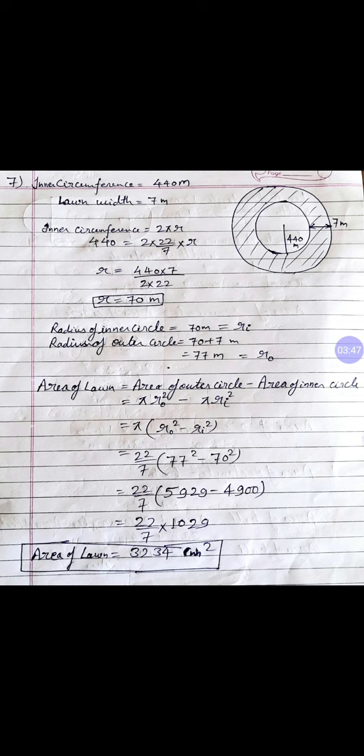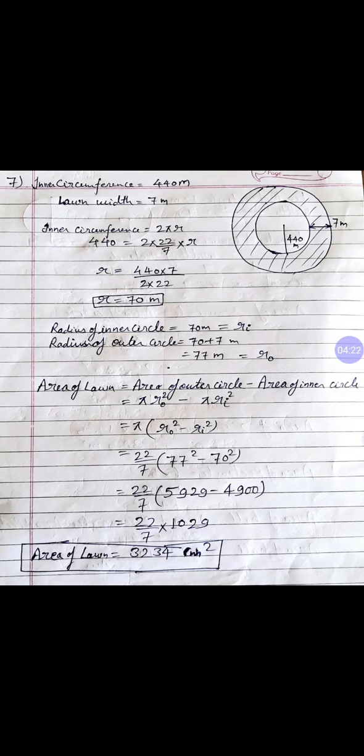We will solve this and we will find the value of radius is equal to 70 meter. So this will be the radius of the inner circle. Now listen, if the thickness of the lawn is given as 7 meter and the inner radius is 70 meter, then obviously the radius of the outer circle will be 70 plus 7 meter, that is 77 meter. I have denoted the radius of the inner circle as ri and the outer circle as ro.